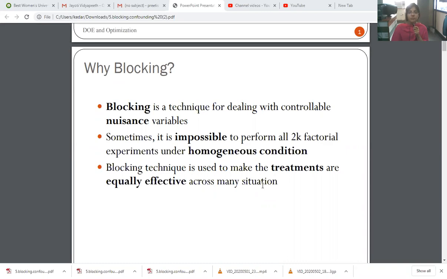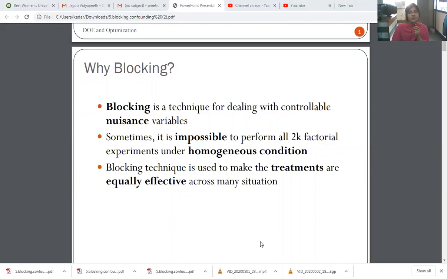Today I will discuss the topic blocking and confounding. This topic belongs to the subject research methodology and biostatistics for the B.Pharm 8th semester students. What is blocking and why blocking? Blocking is a very important part of research methodology.